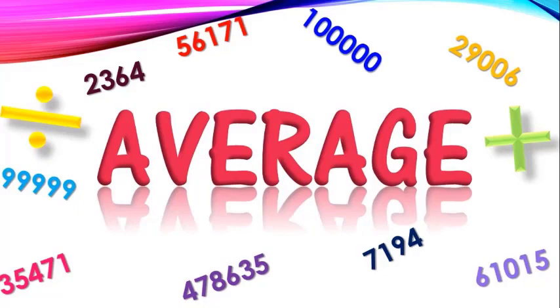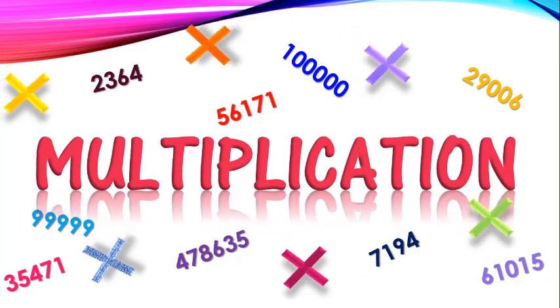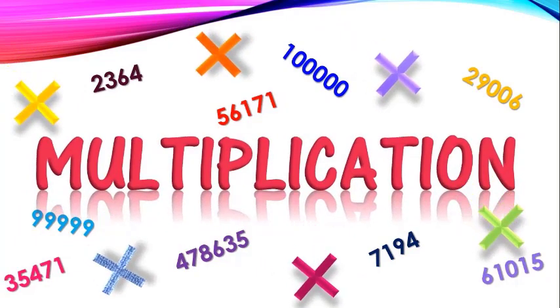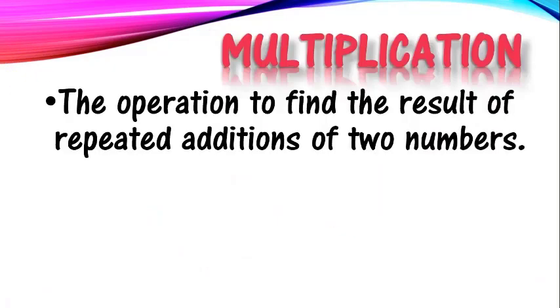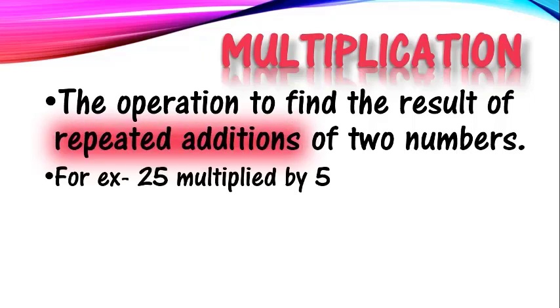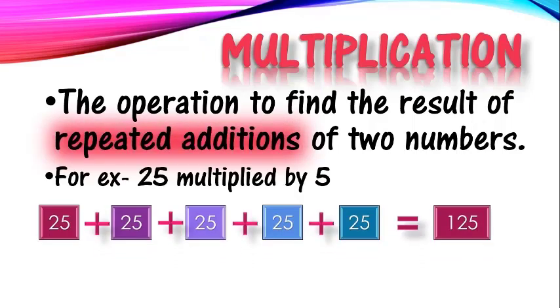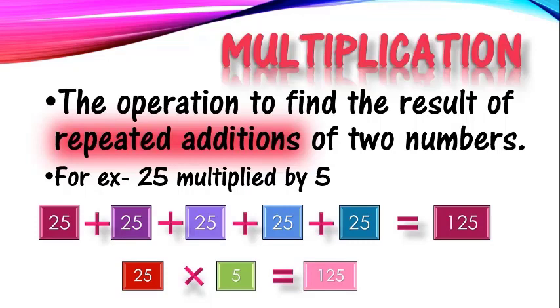What is multiplication? The operation to find the result of repeated additions of two numbers is called multiplication. So, multiplication is defined as to calculate the result of repeated additions of two numbers. The basic idea is repeated addition. Keep it in your mind. Repeated addition. For example, 25 multiplied by 5.